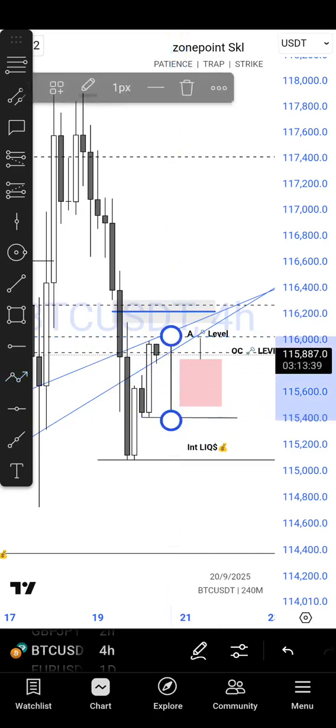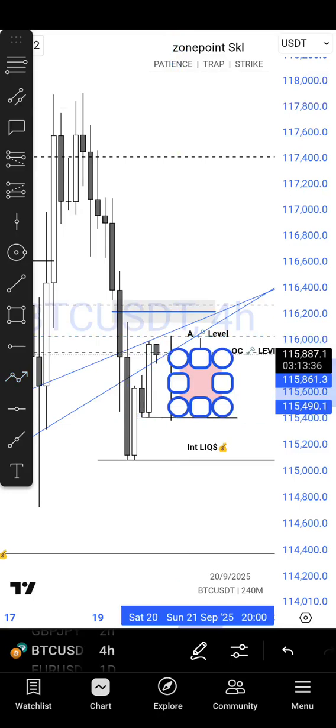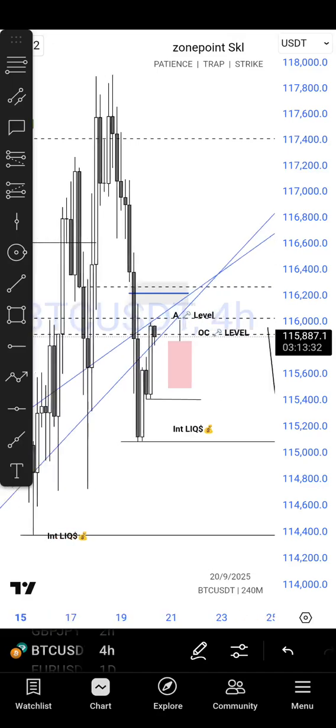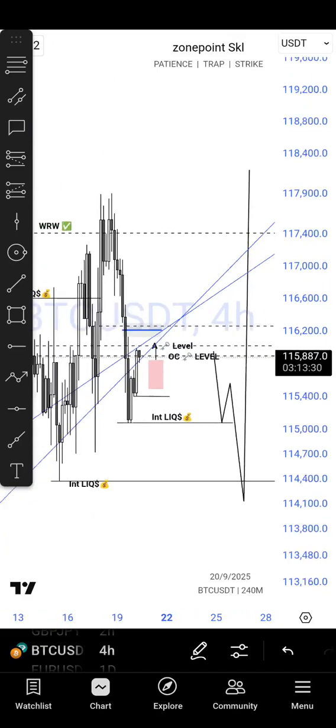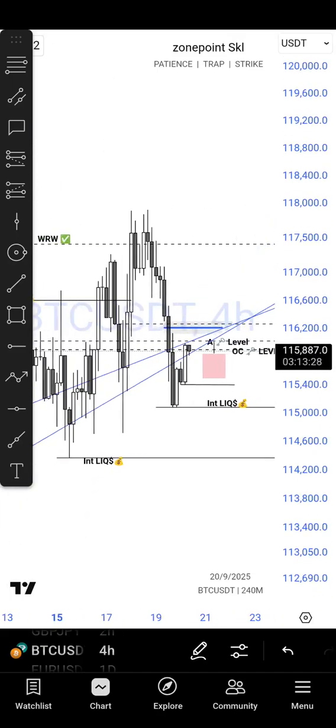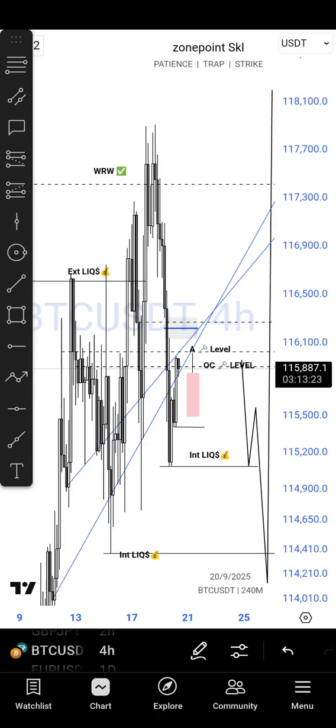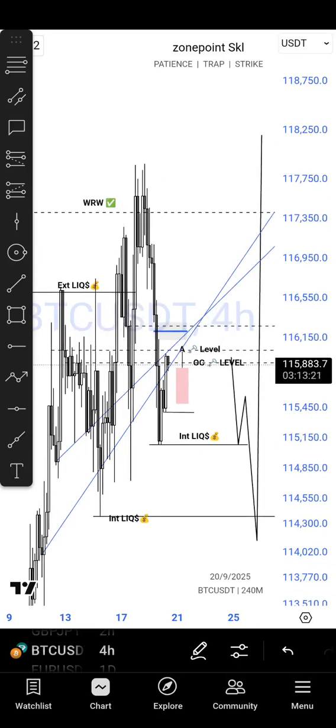But we still have like 3 hours. So let's see how the 3 hours is going to look. But we are looking for a bearish setup, not a bullish setup, because we already have weekly reject weekly. That is the only thing that we are looking for.